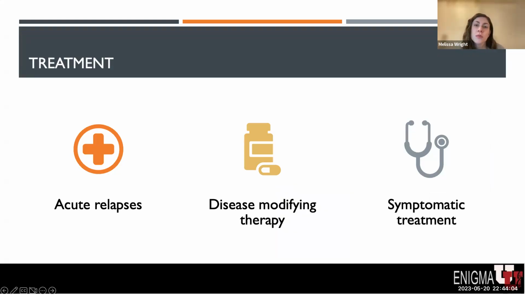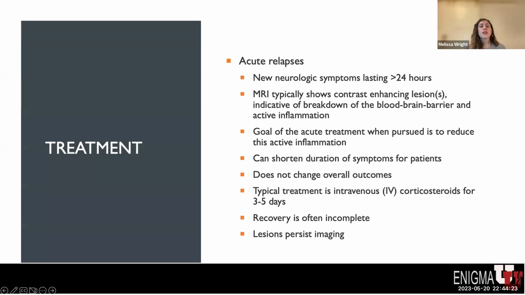When we discuss treatment of multiple sclerosis, we think of three different things. First is treatment of acute relapses and how we manage those acute neurologic symptoms. We then think about disease-modifying therapy, and then we also think about symptomatic treatment. Acute relapses are new neurologic symptoms that last greater than 24 hours. With these new lesions or new neurologic symptoms, MRIs typically show contrast-enhancing lesions. As I mentioned previously, this indicates breakdown of the blood-brain barrier and active inflammation.